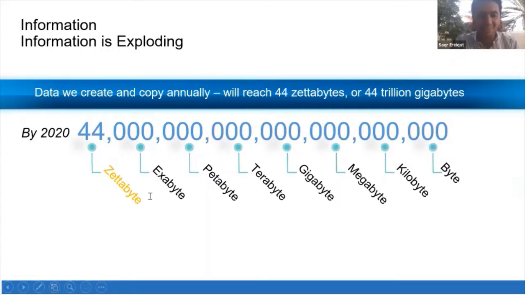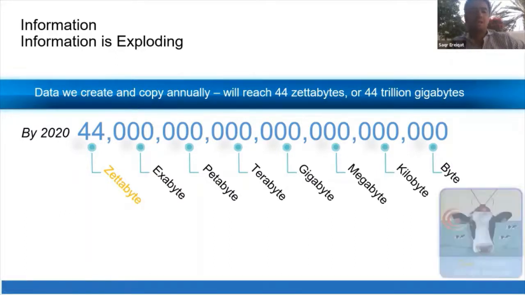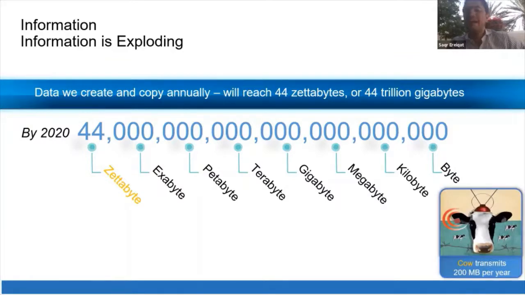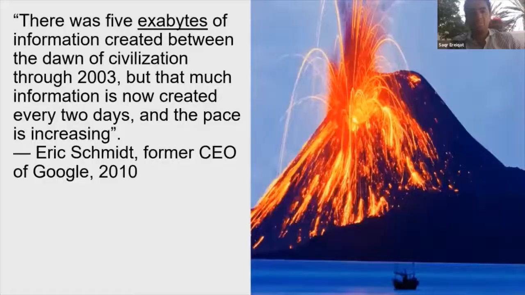I've been using this slide for God knows maybe a couple of years, but really I'd be lying if I said I understand how much a zettabyte is, which is why I always bring back this slide, because this is the type of world I understand. So I understand gigabytes and terabytes, petabytes, yes. You're starting to lose me at exabytes and zettabytes, and there's essentially 44 trillion gigabytes that are being created annually. So much so that a cow even is transmitting somewhere around 200 megabytes a year.